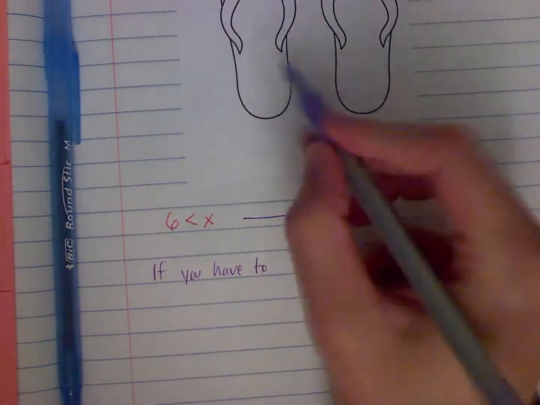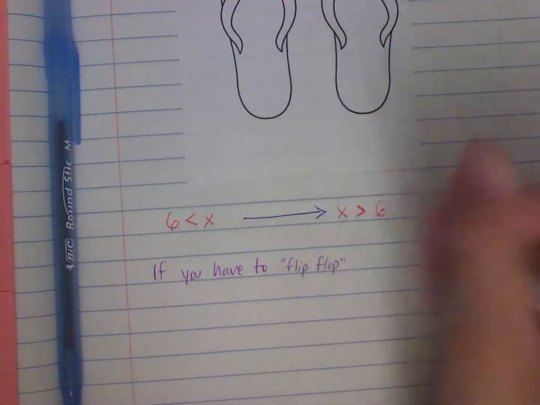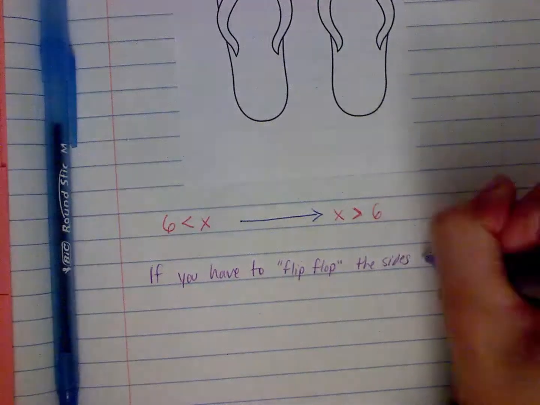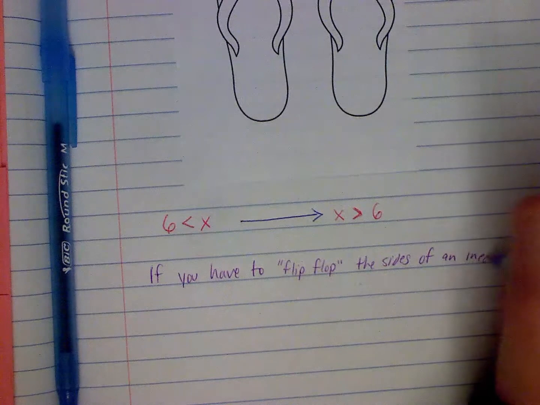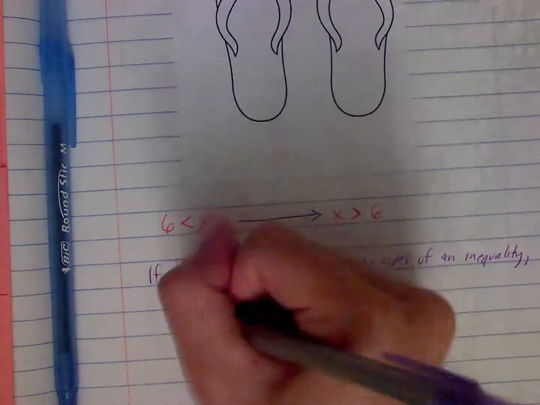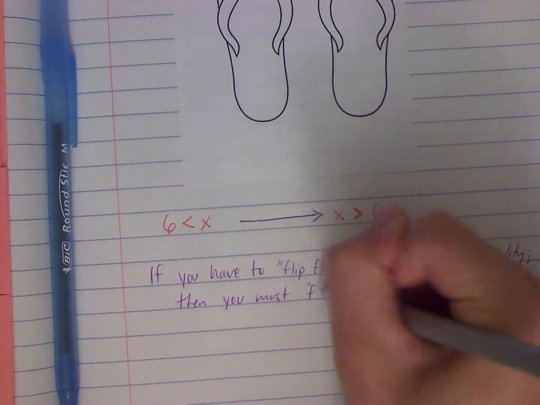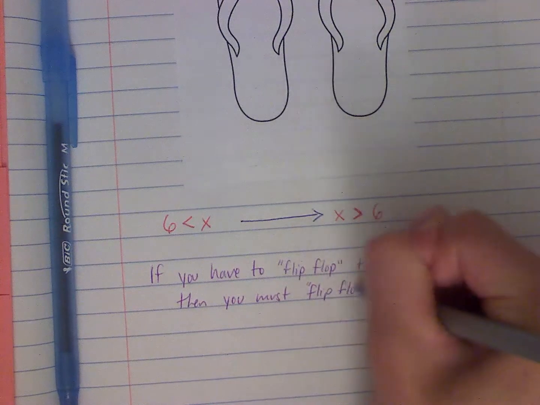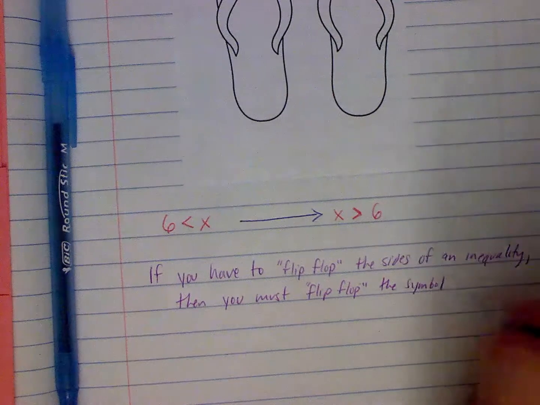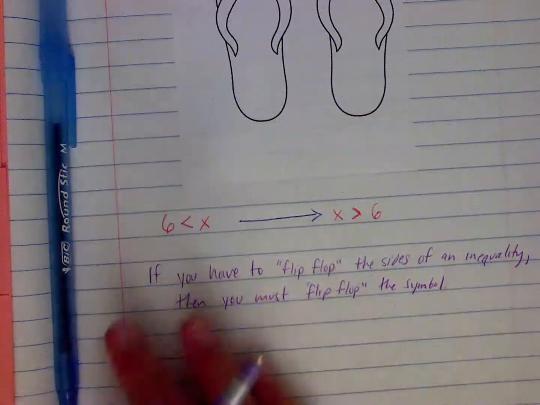and look, this is where the picture comes in. If you have to flip-flop the sides of an inequality, then you must flip-flop, right? This is just like a way to remember it. This symbol. Okay? So that's the rule. If this was a less than or equal to sign, this would be a greater than or equal to sign. It doesn't change otherwise. You just have to flip it around.